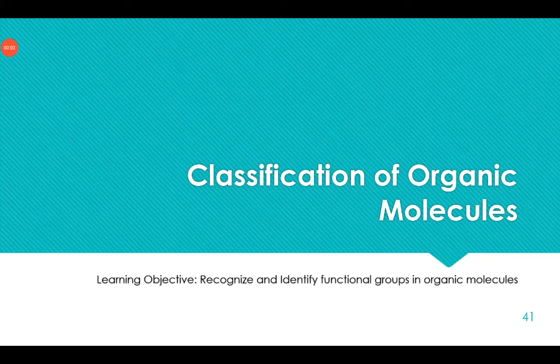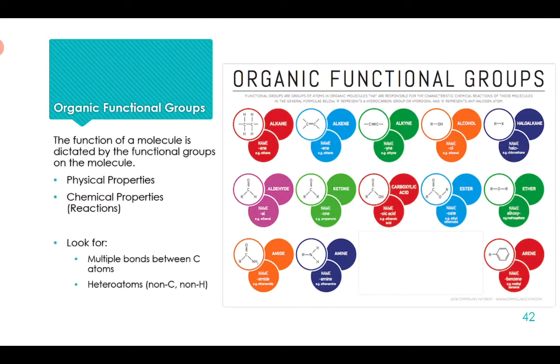In this video, we will learn how to classify organic molecules by recognizing and identifying their functional groups. So here's the list of functional groups you need to know. You should make flashcards so that you can recognize these different functional groups. These functional groups, when present on an organic molecule, help determine what the physical properties and chemical properties of that substance are. By chemical properties, we really mean what chemical reactions that organic molecule can undergo.